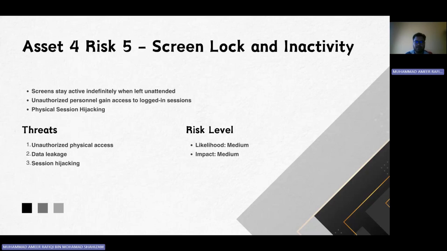Last of all is screen lock and inactivity. If the machine isn't locked after inactivity, say for example, an employee goes to the toilet, it would be left unattended, which could mean that there would be unauthorized personal access to the logged-in session. This is also known as physical session hijacking. The threats from this would be unauthorized physical access, data leakage, and session hijacking. The risk level of this is medium, and the impact is medium.